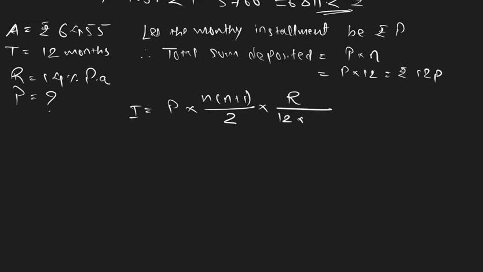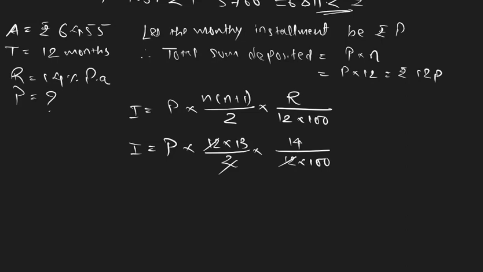Into R upon 12 into 100. So interest is... let's first find the value of interest in terms of P. See, P will be P into N bracket N plus 1. So N is 12. 12 into 12 plus 1 is 12 into 13, the whole upon 2, into rate is 14 upon 12 into 100. See, this 12 and this 12 will cut right away. This 2 and this 14 will cut and will be 7. 13 sevens are 91 by 100. And there is a P also. So 91P by 100. So this is the interest.